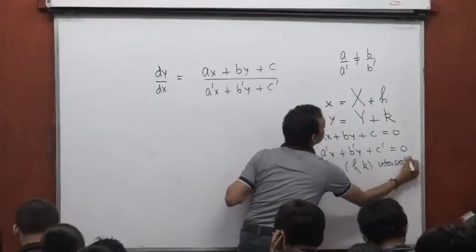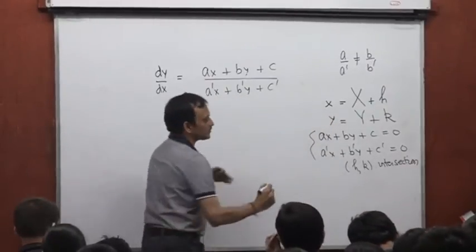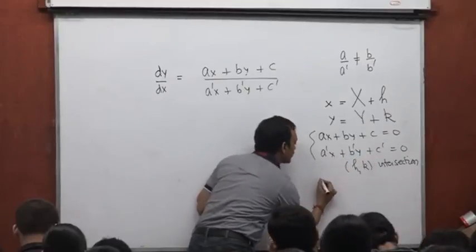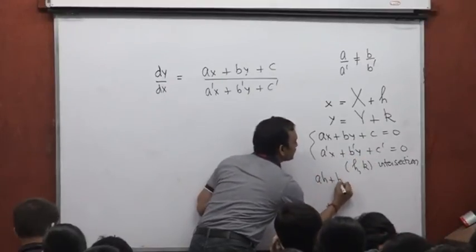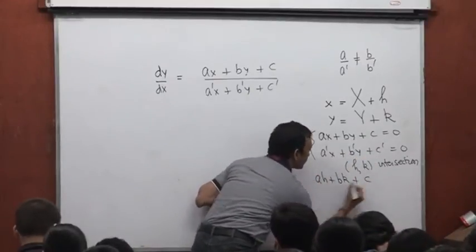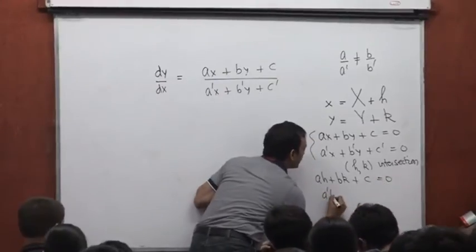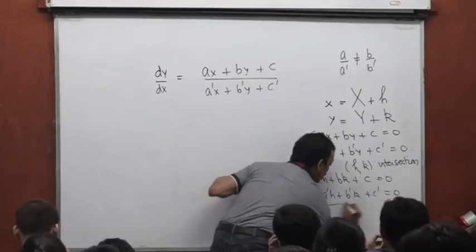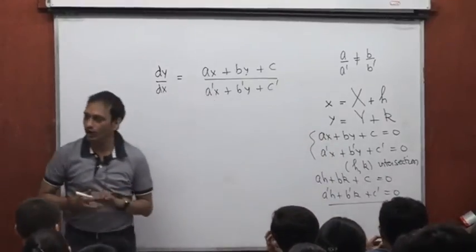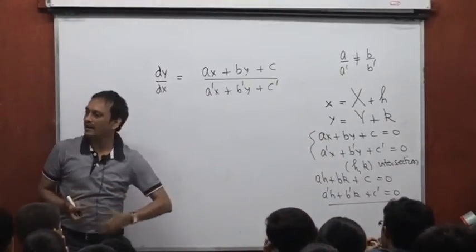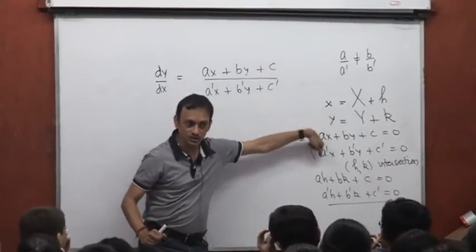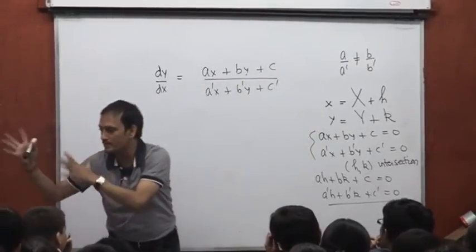(h, k) is the point of intersection of the two lines. That means (h, k) can be obtained by solving these two simultaneous equations, ax + by + c = 0 and a'x + b'y + c' = 0. I can solve for h and k. This is how I select my (h, k) for this translation, from small xy to capital XY.